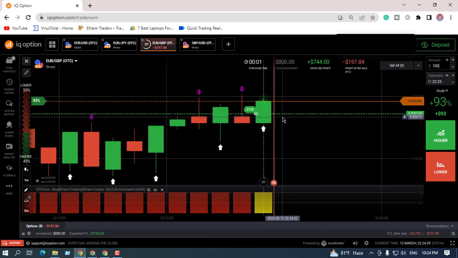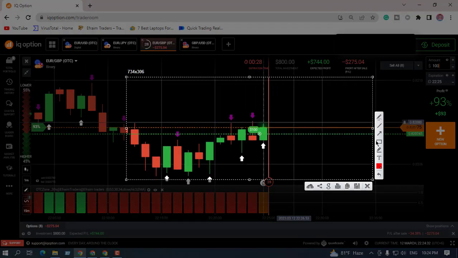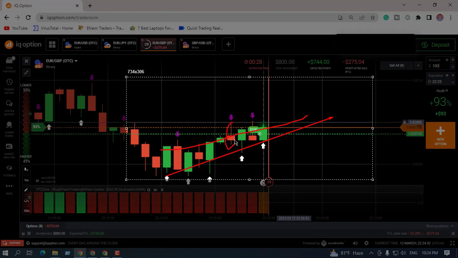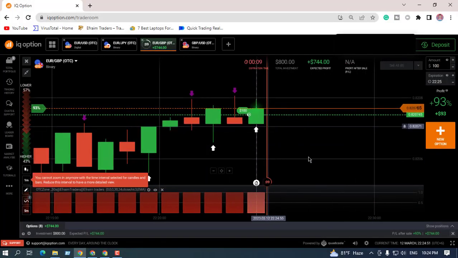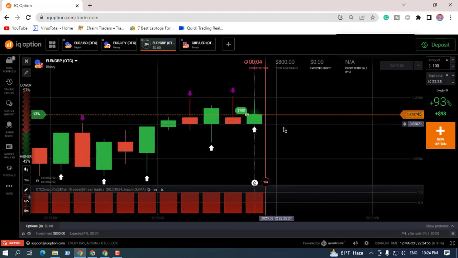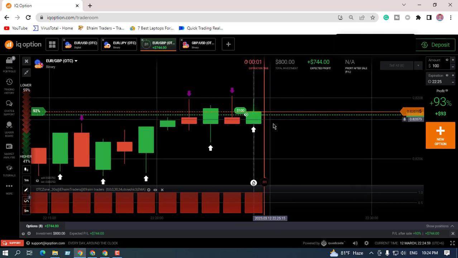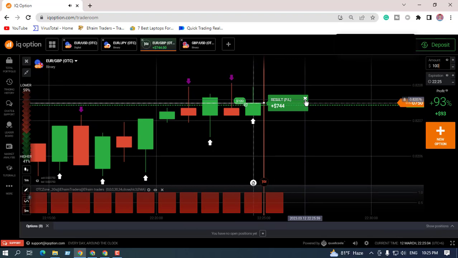And here is some rejection point. Okay, and this is a red green pattern. Red green, red green. Very simple strategy. Oh man, place up, place up, place up. Oh, 2, 1 and boom. Okay, I have won this trade.